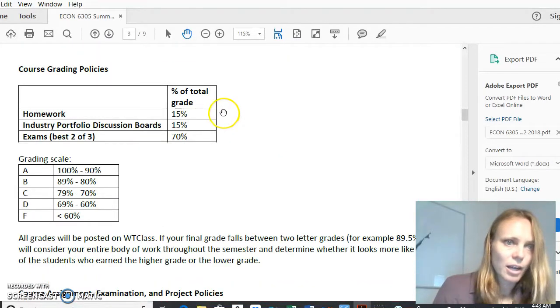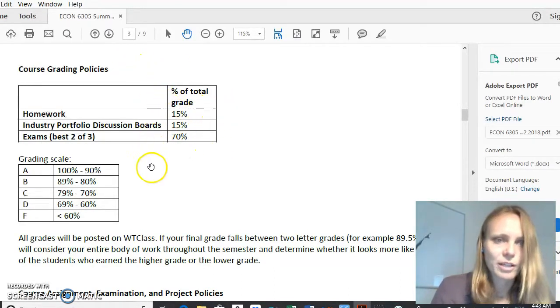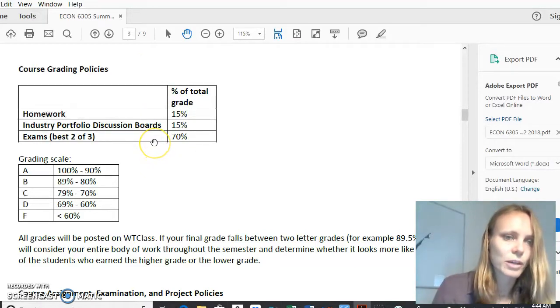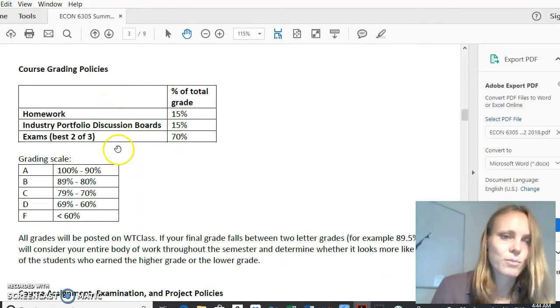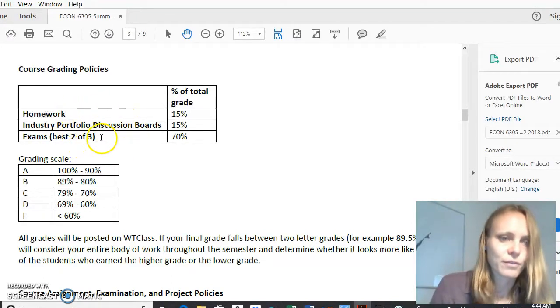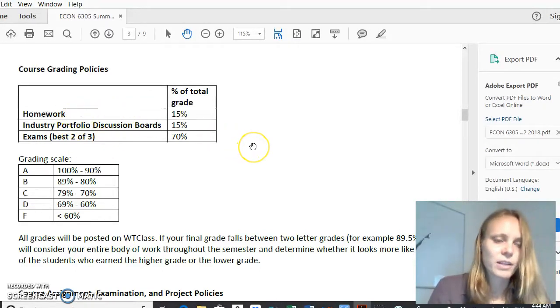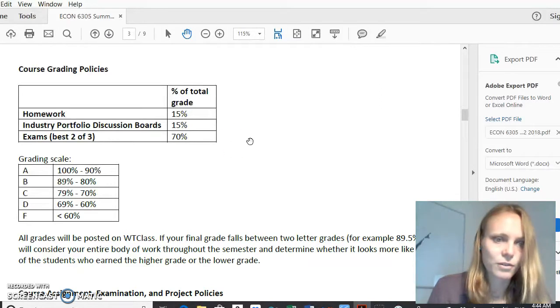Okay, the part that's usually of great interest to students is how is my course grade going to be determined. So in this class, you're going to be doing 3 different things. You will have a homework assignment for each unit, you will have an industry portfolio discussion board for each unit, and there will be an exam for each of the 3 units. Homework overall will count for 15% of your grade. The industry portfolio discussion boards will count for 15% of your grade. And exams, the best 2 of 3, will count for 70% of your grade.